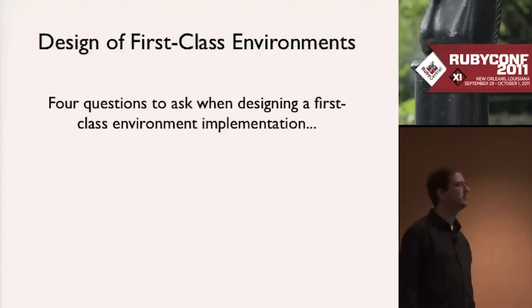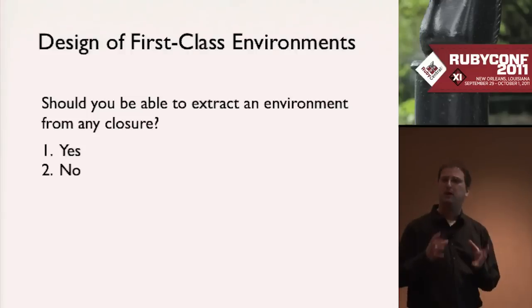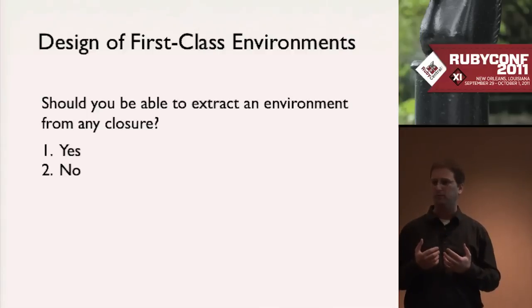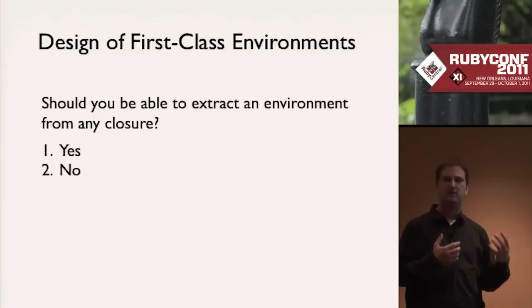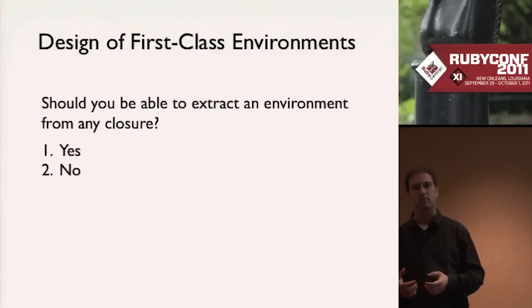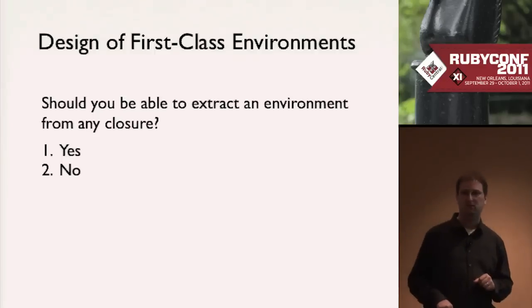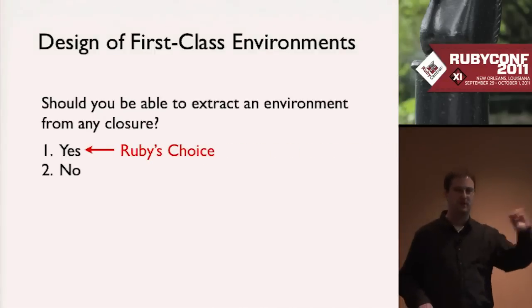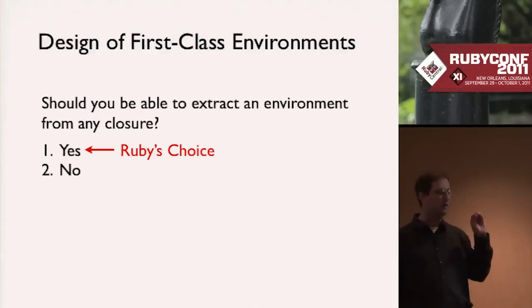Okay, so first, should you be able to extract an environment from any closure? That is, any time we close around a scope, should we expect to be able to get all of the bindings from that scope at any later point in time? Yes or no, right? Well, Ruby says yes. Now, keep this in mind, because we'll come back to the implications, maybe the unintended implications of making this decision, a little later.